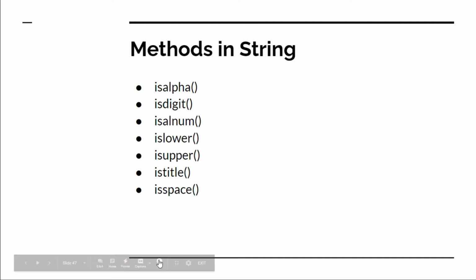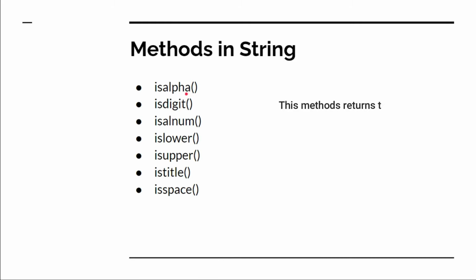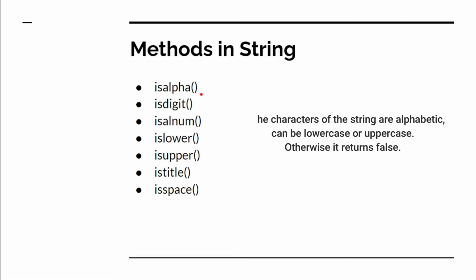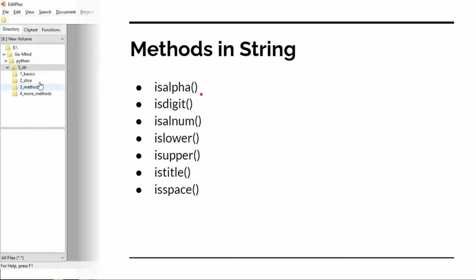Hello everyone. Today we'll see more methods of string class. So let's start. The first method is isalpha. This method returns true if all the characters of the string are alphabetic, can be lowercase or uppercase. Otherwise it returns false. So let's see.